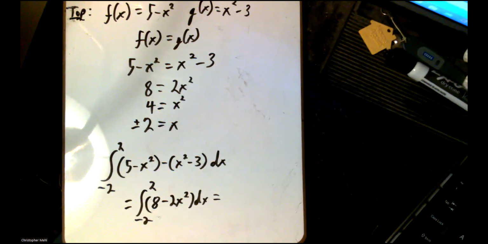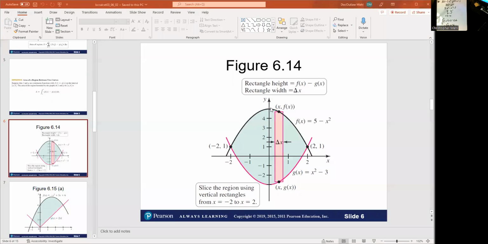Now you might notice something, going back to the graph. You might notice that this region is symmetrical, and it's symmetrical about the y-axis, isn't it? So the integral from negative 2 to 2 is going to be 2 times the integral from 0 to 2 of this thing.